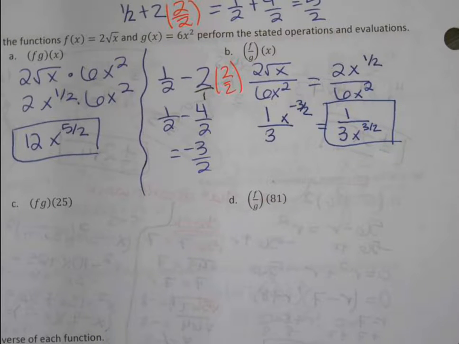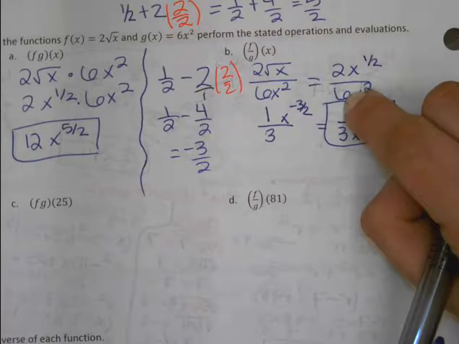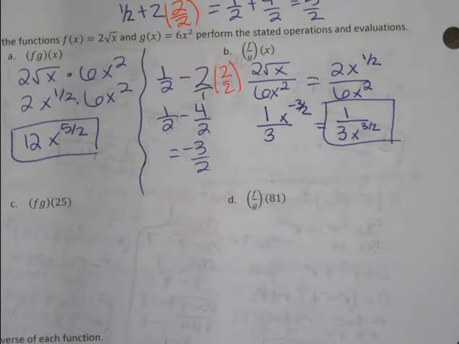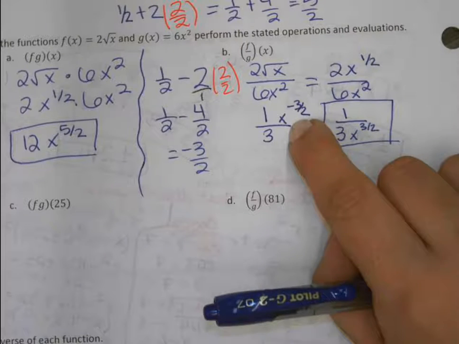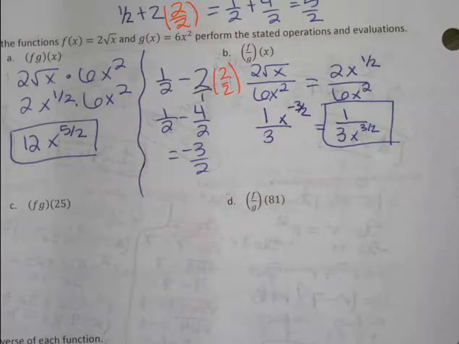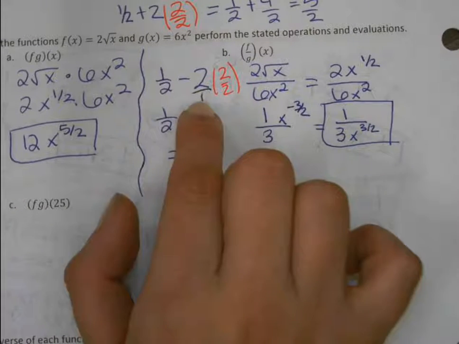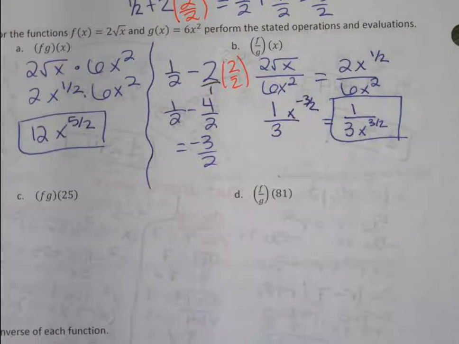What negative? Oh, when you move it from top to bottom, it turns positive. What was your question, Stephanie? Yeah, because 2 and 6, they both are divisible by 2. That's where I got the 1/3 from. When I subtracted my exponents, that combined it and made it 1x. And so that's why I only have an x on the top, because I combined my exponents. When I did the 1/2 minus 2, it gave me negative 3/2, and it made it 1. Any other questions on B?